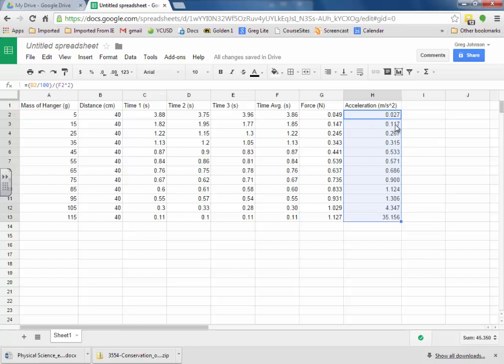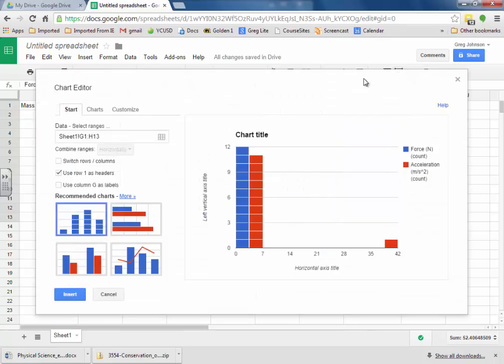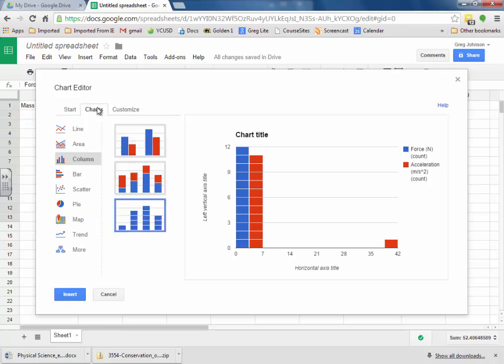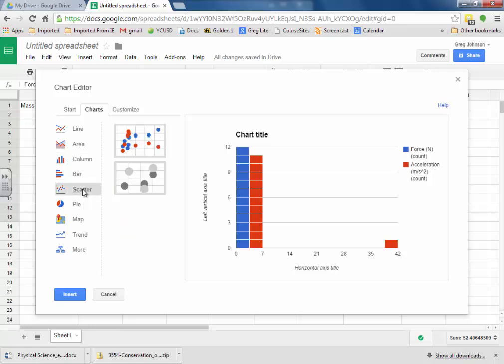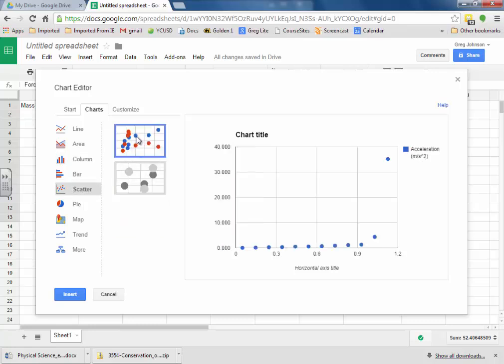Now, what's so wonderful about that? Well, now we get to graph it. I'm going to grab both columns. The force is my y, the acceleration is my x. I'm going to go up to where it says insert chart. When I click on that, it gives me some options, and the options they give you right off the bat are usually these financial options. Well, we're not doing finance. So I'm going to click up here to charts, and go to scatter. In science, we always do scatter. Scatter means we're going to plot x's and y's. Then I click on the scatter chart up here, and I hit insert.